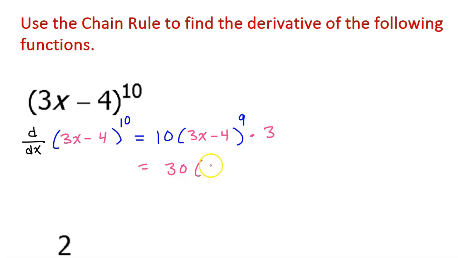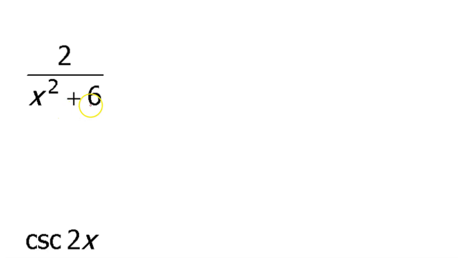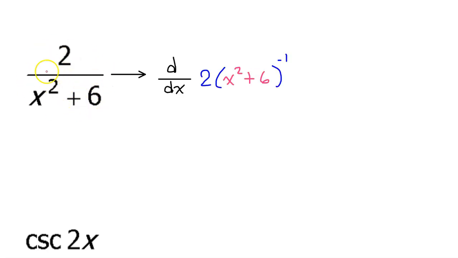So a slightly more simplified answer would be 30 times 3x minus 4 to the 9th power. Pause the video, try this one. Students will often use the quotient rule on a problem like this, which is not wrong, but it's the long way and they usually make a mistake.